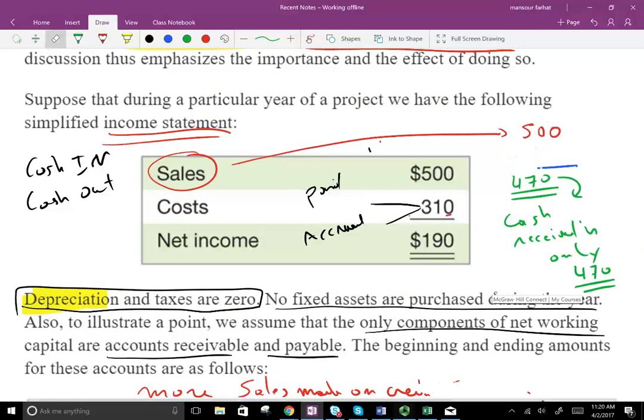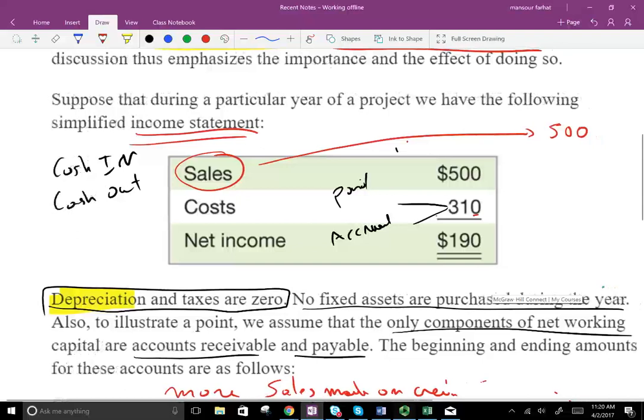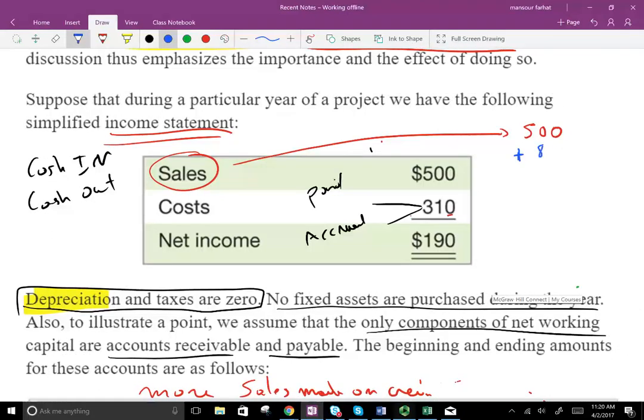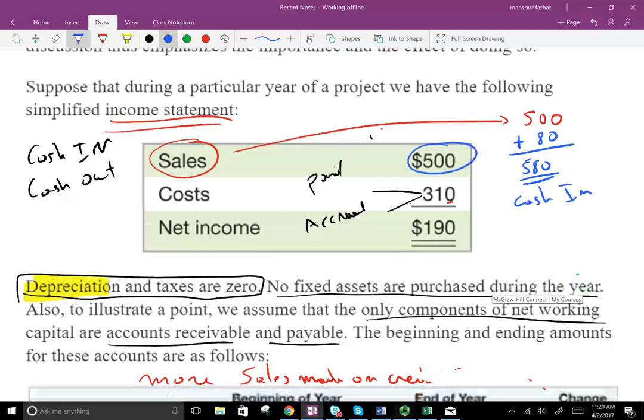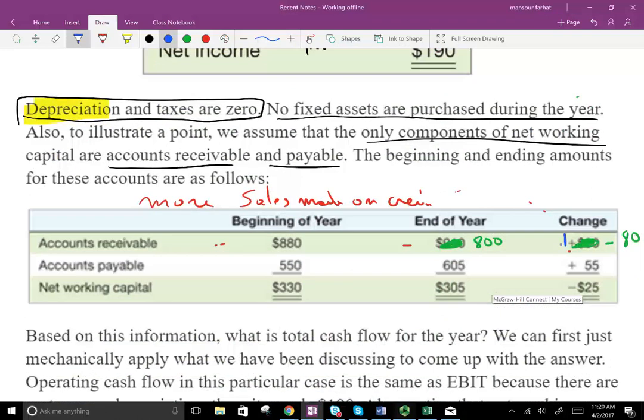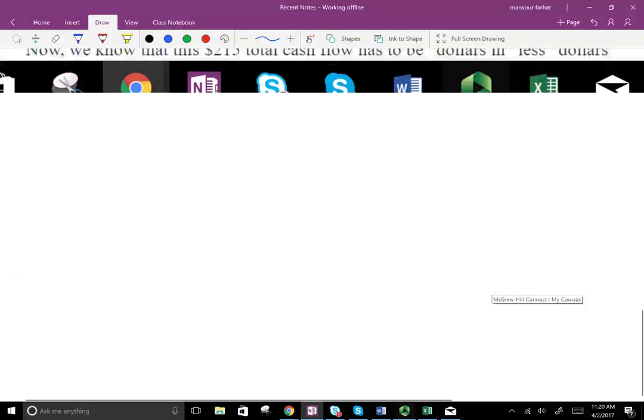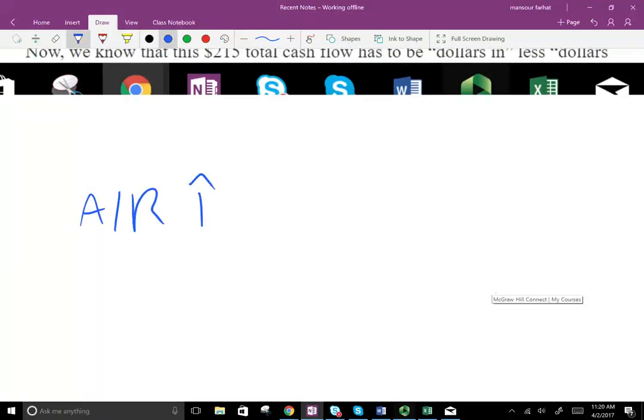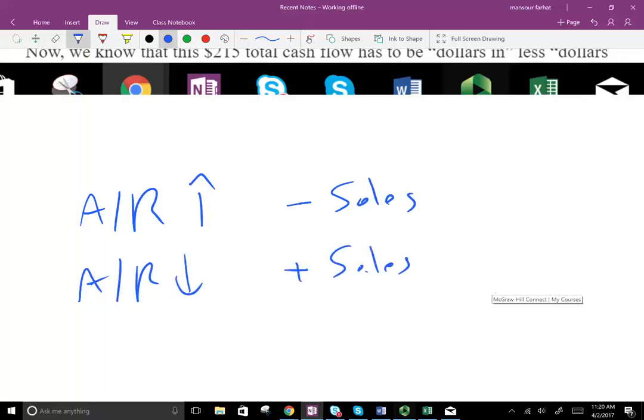Going back to this example, I'm changing the scenario here. If account receivable went down, it means we collected more cash. So if account receivable went down, we add $80, therefore it's 580. This is the cash in, 580. Why? Because we made sales of $500 and account receivable went down. It means we even collected more receivable from prior years. Therefore, cash in is 580. So what we can say is when account receivable increases, subtract from sales, and when account receivable goes down, add the difference to sales to come up with your cash.